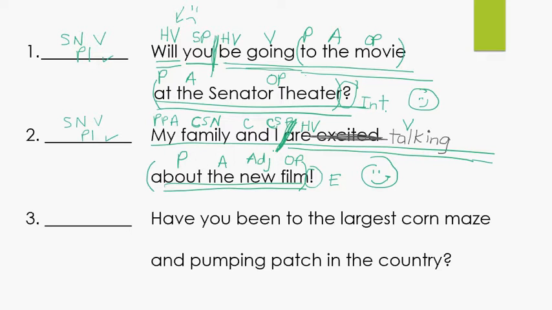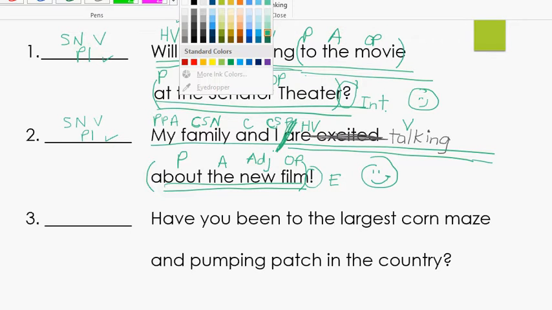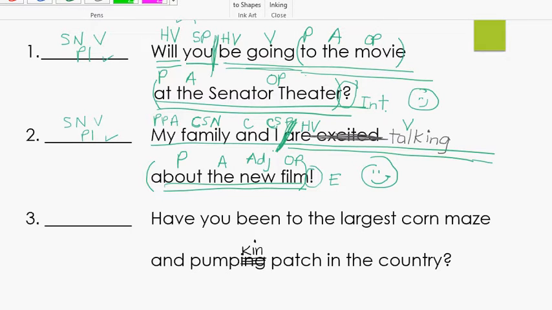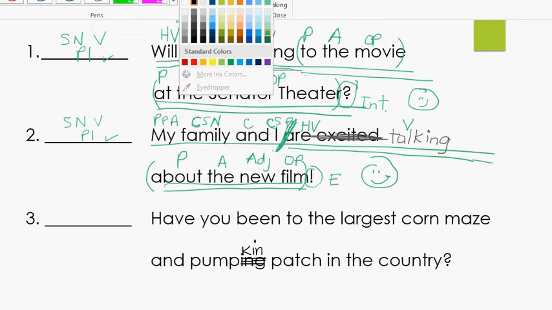All right, let's look at number 3. Have you been to the largest corn maze and pumpkin patch in the country? Oh my goodness, that should say pumpkin, not "pumping" patch. That is too funny. All right, I'm going to go back to my pens. I got to make a change. I'm going to change it to black. This is what happens, kids, when you don't proofread before you try to film something. Always important to proofread, Miss Kathy. Pumpkin patch. Oh, goodness gracious. This is the second sentence I have made a boo-boo on, huh?